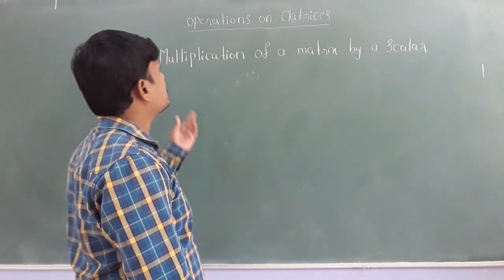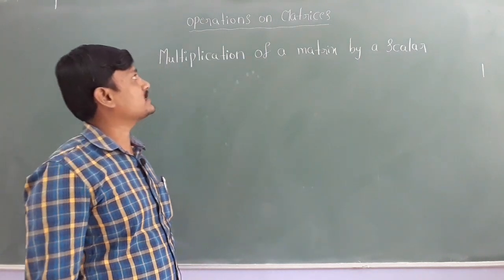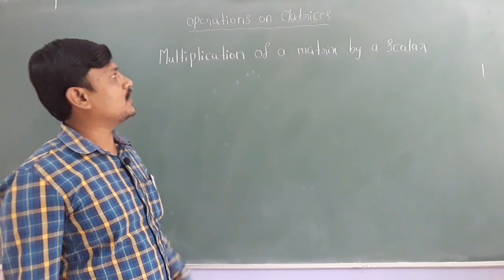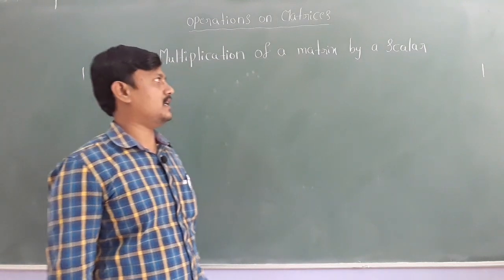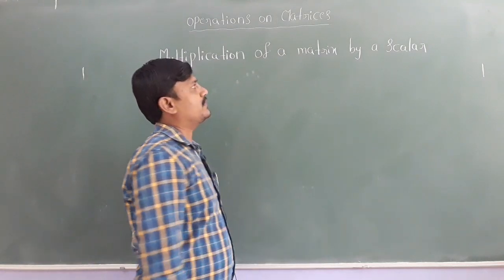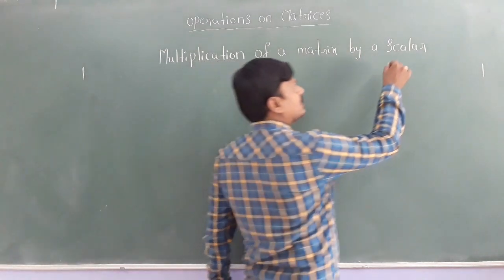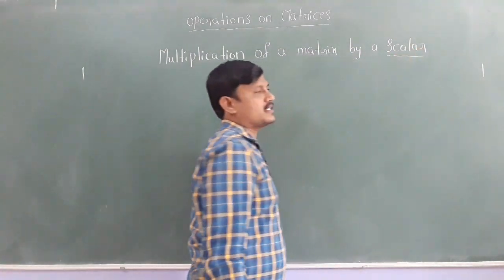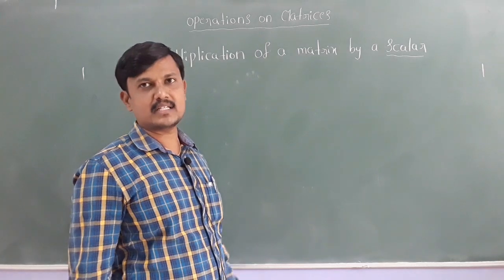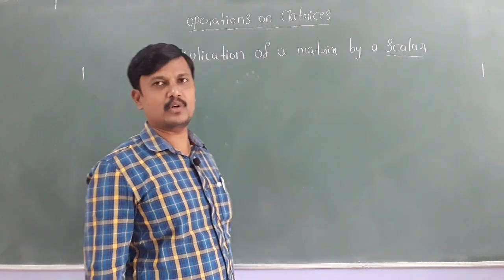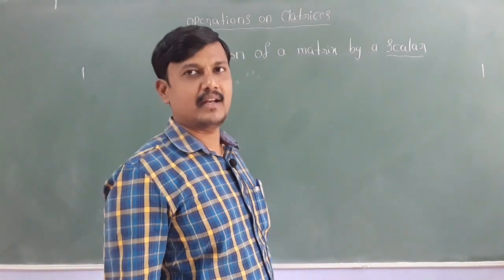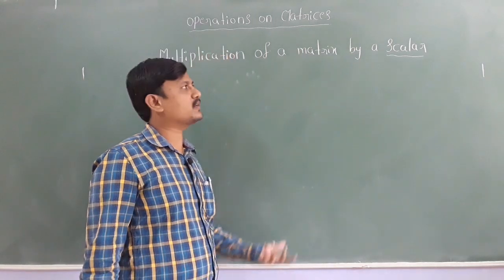Okay, next operation on matrices is multiplication of a matrix by a scalar. What is the meaning of scalar here? Scalar means any number. You have to consider any real number here. It may be positive, zero, or negative, rational, irrational. You have to consider any number.